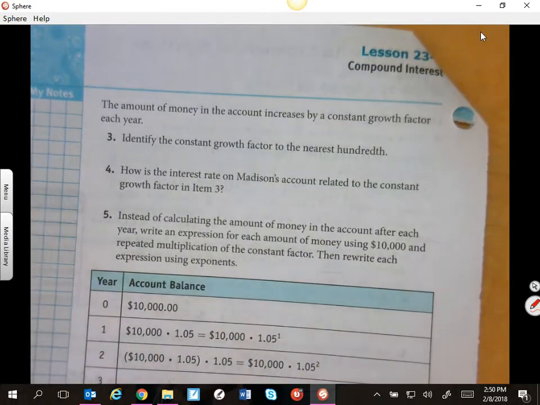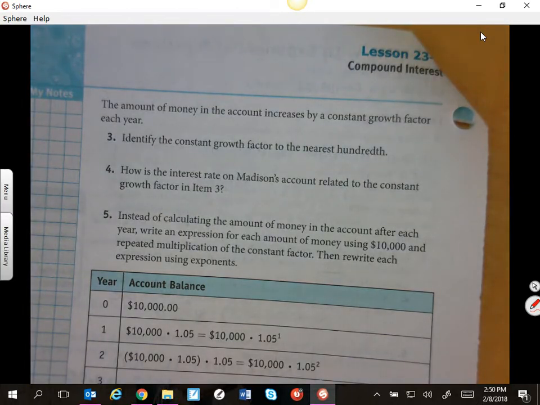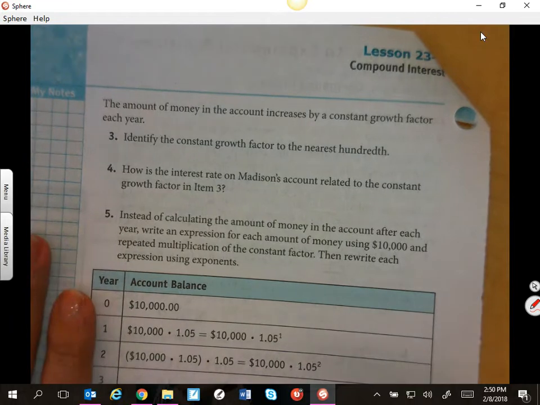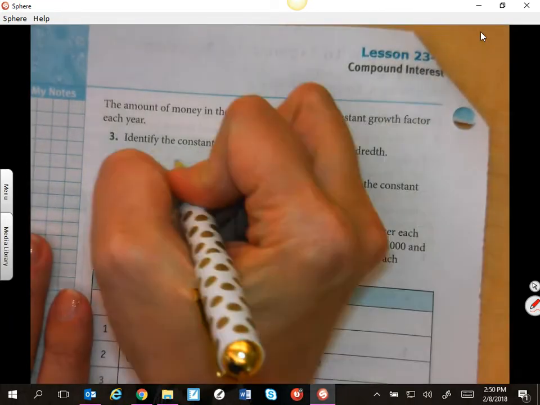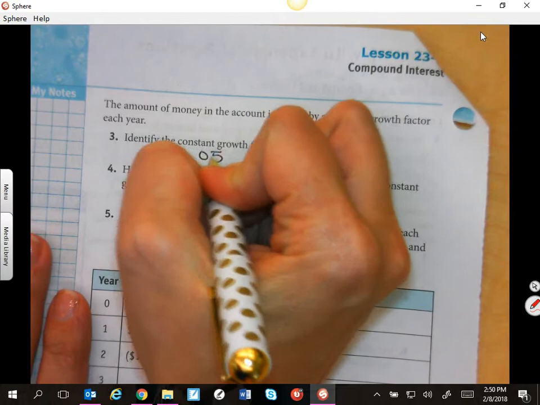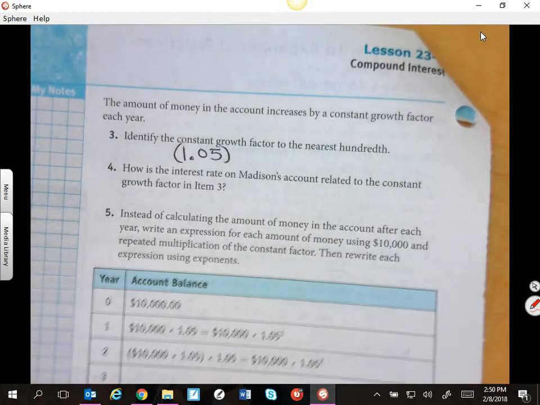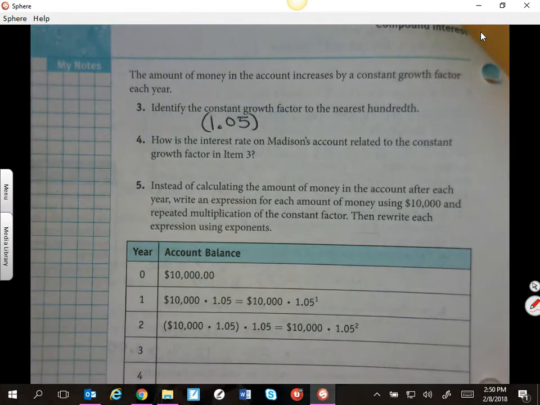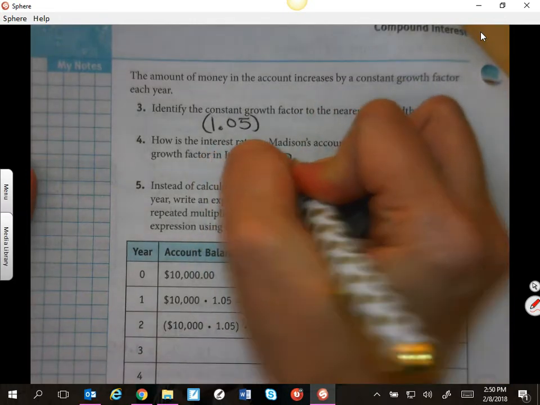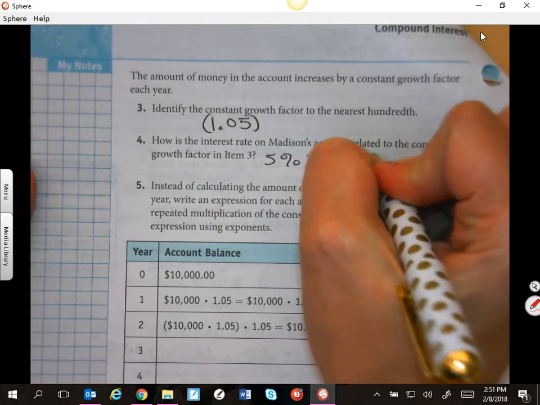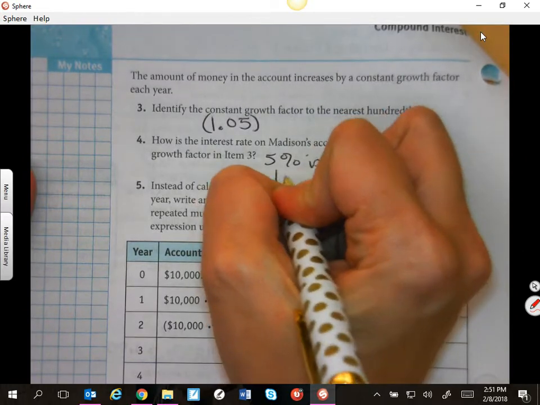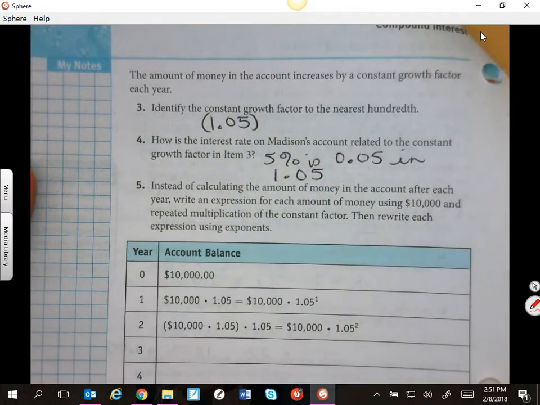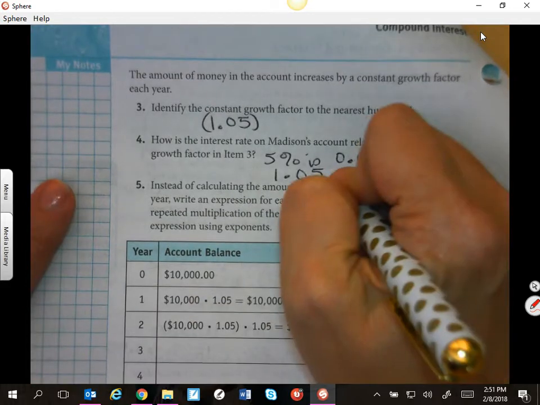So the amount of money in the account increases by a constant growth factor each year. What did we multiply by? Well, we multiplied by 1.05 because that was our 100% plus our 5%. How is the interest rate on her account related to the constant factor? Well, 5% is 0.05, and 1.05, right? It's the decimal portion.